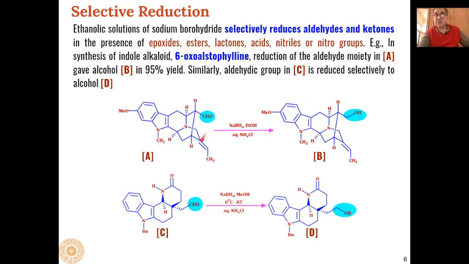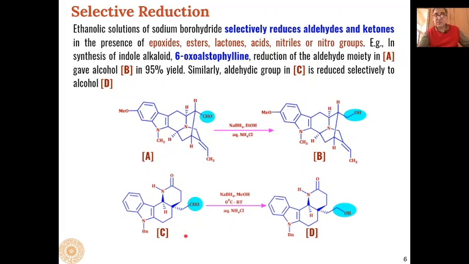So you can see that this reaction is a selective reaction, where only reduction of the aldehydic group is taking place, no other group is affected. And similarly, if we use lithium aluminum hydride over here, then reduction of this group will also take place. So that will affect the carbon-carbon double bond also.